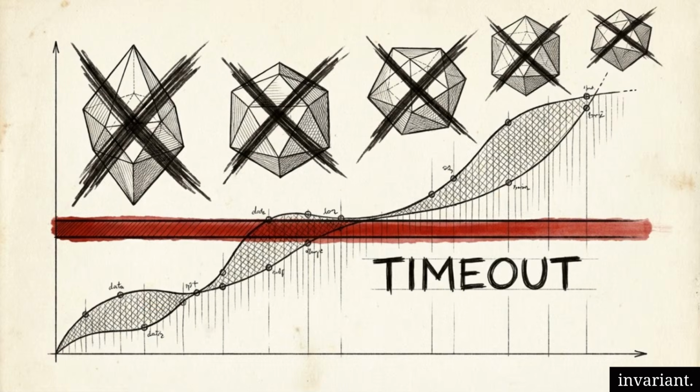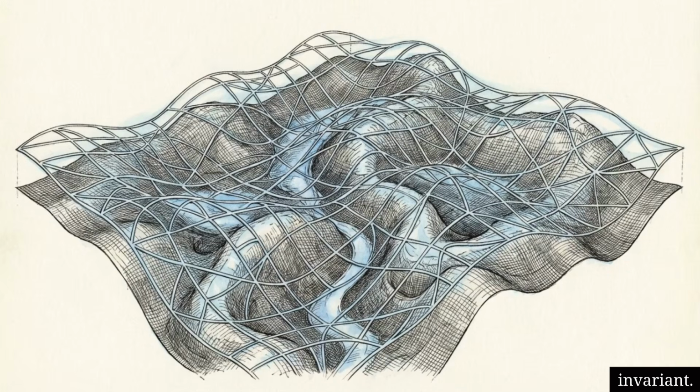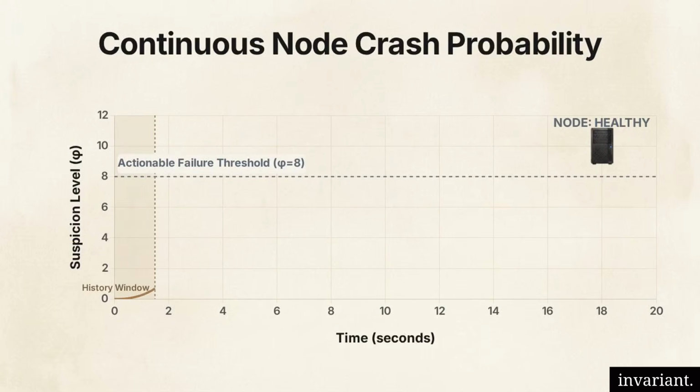Fixed binary timeouts are brittle in fluctuating network conditions. Modern architectures require dynamic, probabilistic methods to continuously judge a node's health without relying on arbitrary hard limits. This chart plots the mechanics of the phi accrual failure detector.